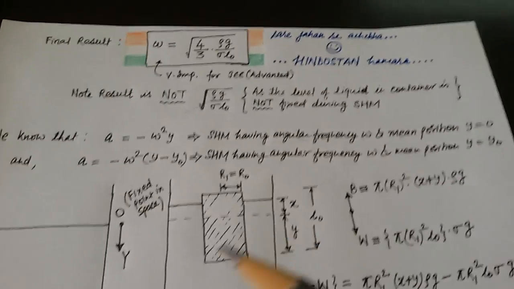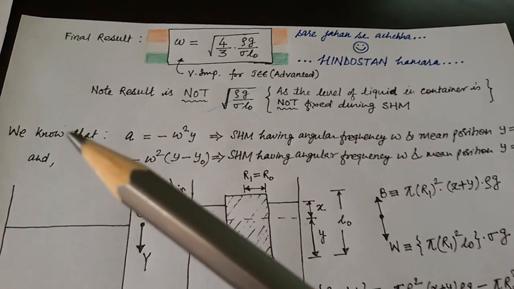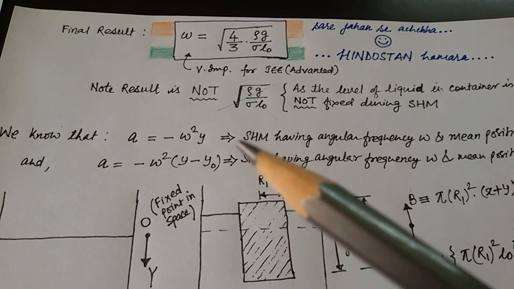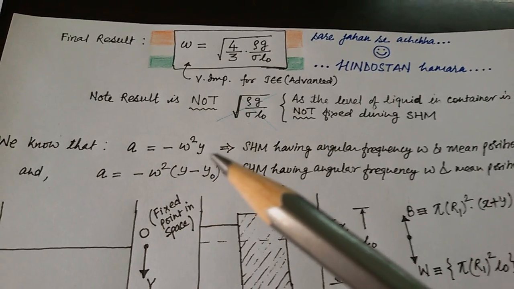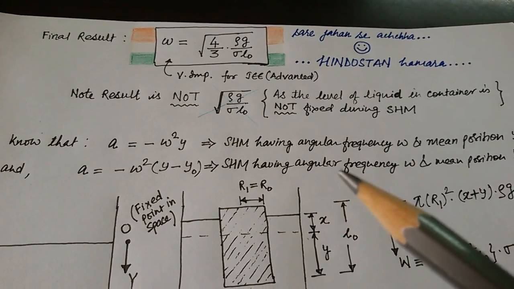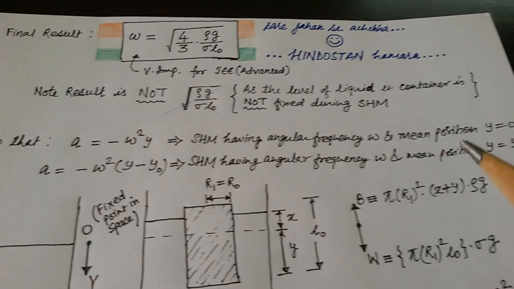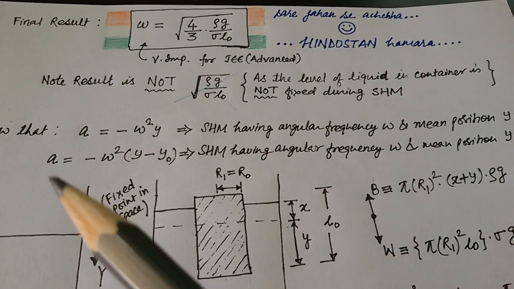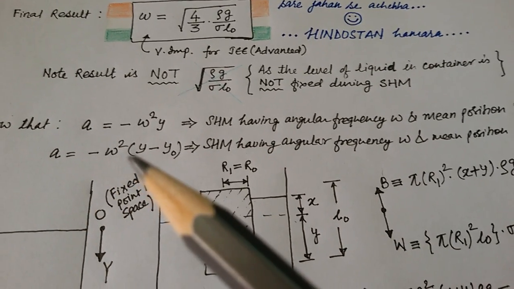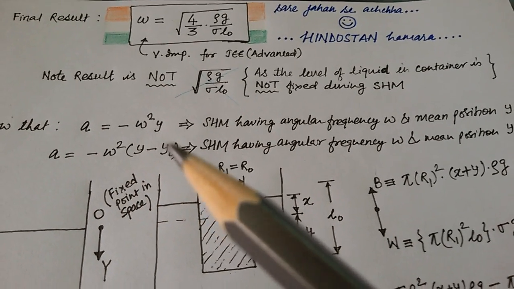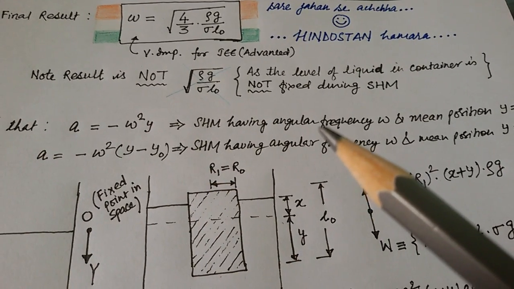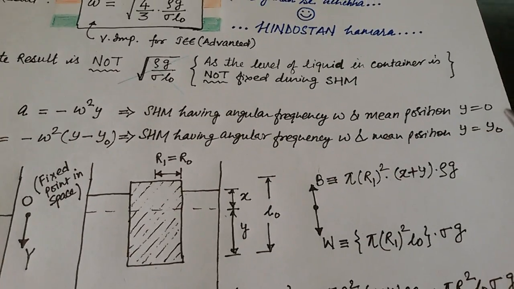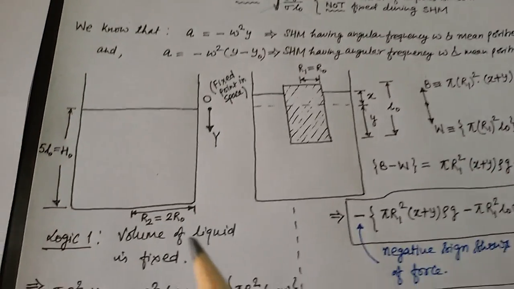Dear students, from the knowledge of simple harmonic motion, we know that if a particle is moving along the y-axis and follows the equation a equals negative omega square y, it represents simple harmonic motion having angular frequency omega and mean position y equal to 0. But if we get the equation a equal to minus omega square (y minus y naught), it is once again simple harmonic motion having angular frequency omega, but mean position y equal to y naught, right? So dear students, let's come to the case given.